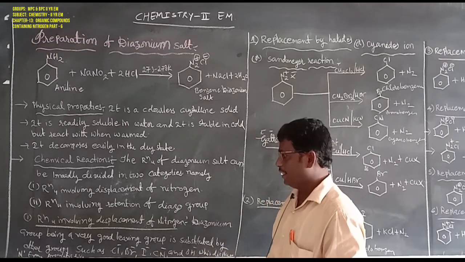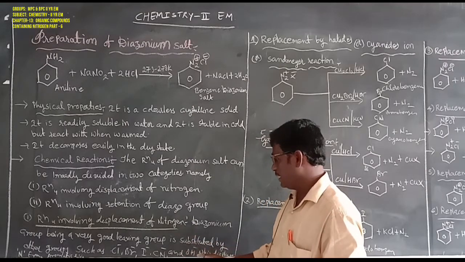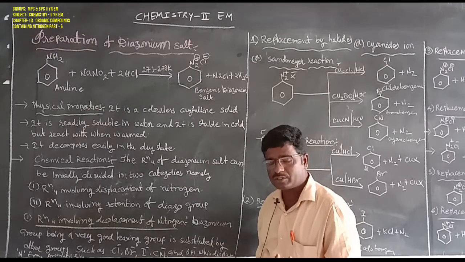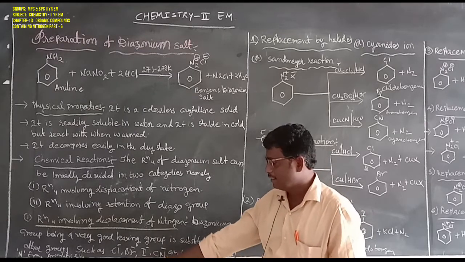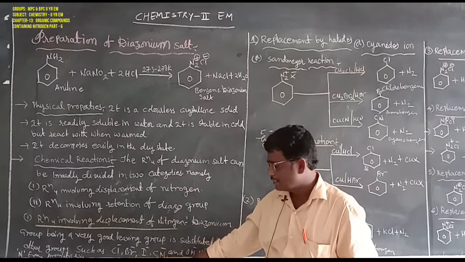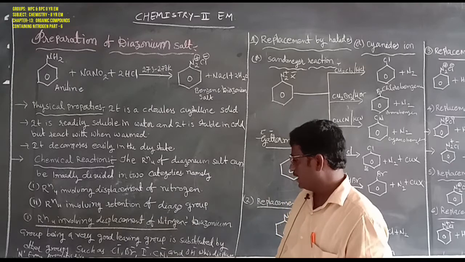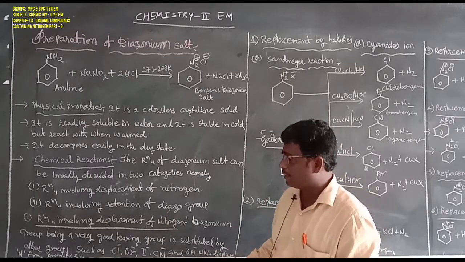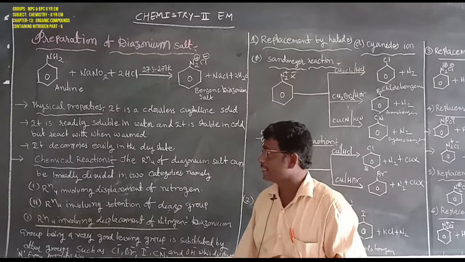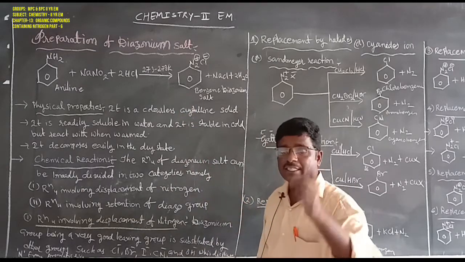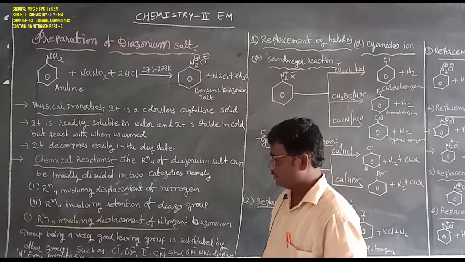Here is the benzene diazonium salt, or diazonium group, being a very good leaving group. It is substituted by other groups like Cl minus ion, Br minus ion, I minus ion, CN minus ion, and OH, which is the displacement of the nitrogen from the aromatic ring. That is the reaction involving displacement of the nitrogen atom.